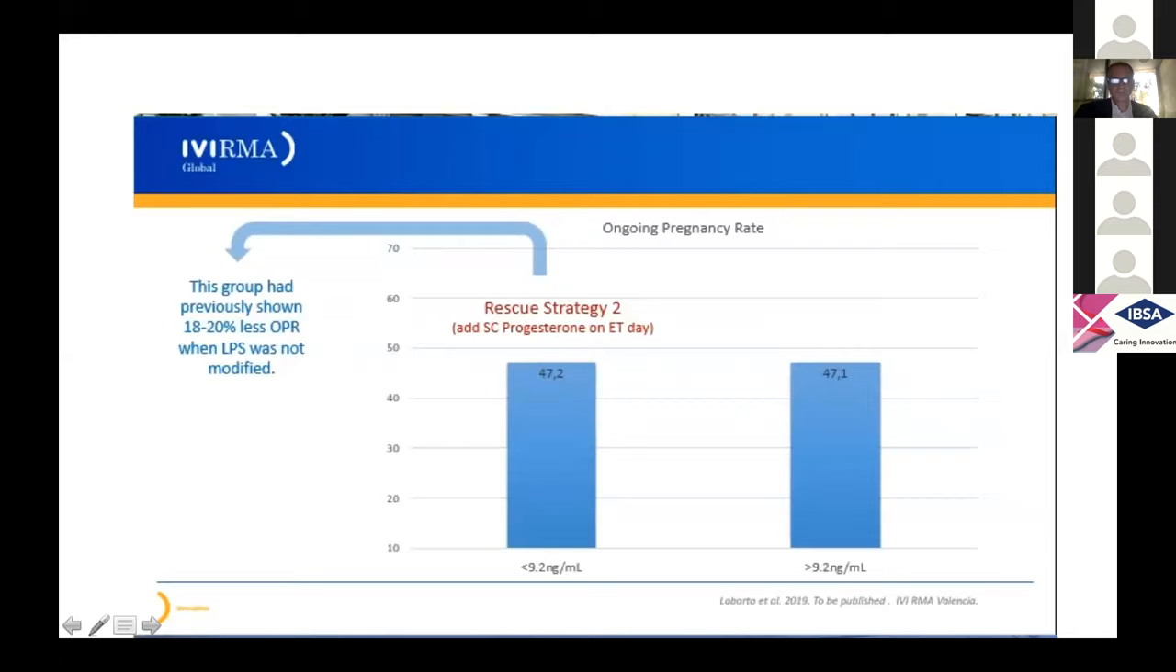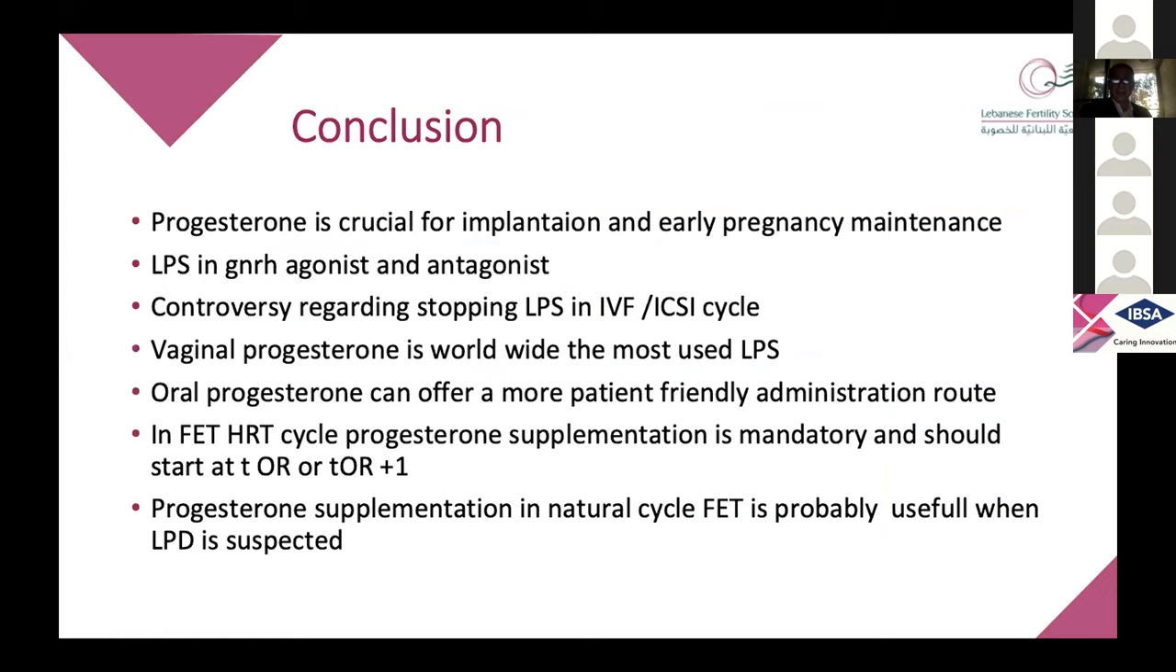Progesterone is crucial for implantation and early pregnancy maintenance. Luteal phase support in GnRH agonist and antagonist cycles is mandatory. Controversy regarding stopping luteal phase support in IVF is still here. The evidence says you can stop it, but most people don't do it. Vaginal progesterone is the most used luteal phase support worldwide. Oral progesterone can be more patient-friendly, but there are very few studies that show its importance.